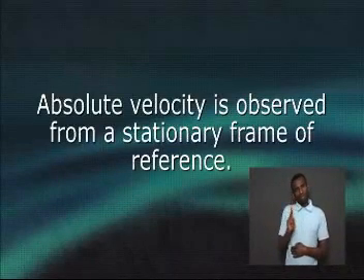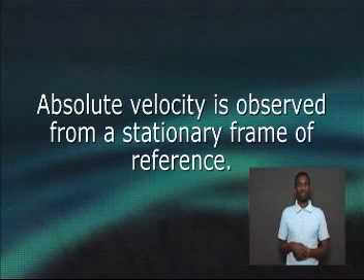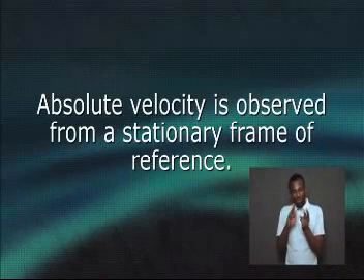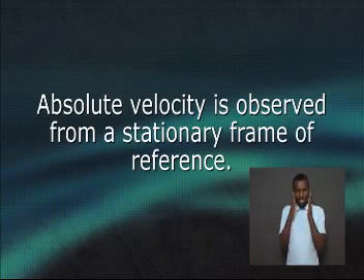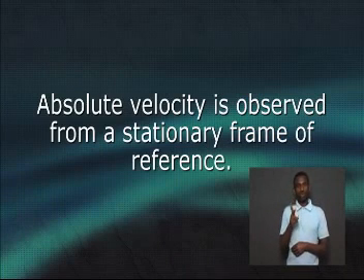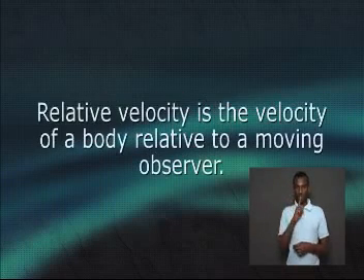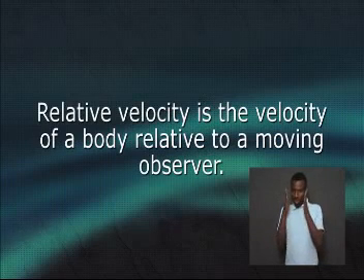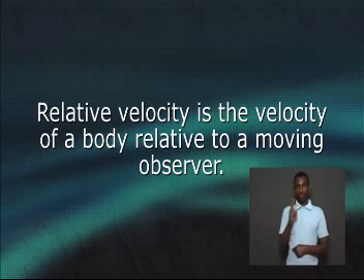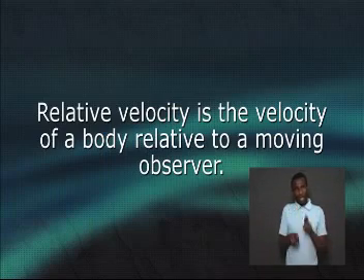The velocity of an object is given as noted by an observer. If the observer is stationary, then the velocity is referred to as absolute velocity, or simply as velocity. On the other hand, if the observer is not stationary, the velocity is referred to as relative velocity. That is to say, it is the velocity of the body relative to the moving observer.